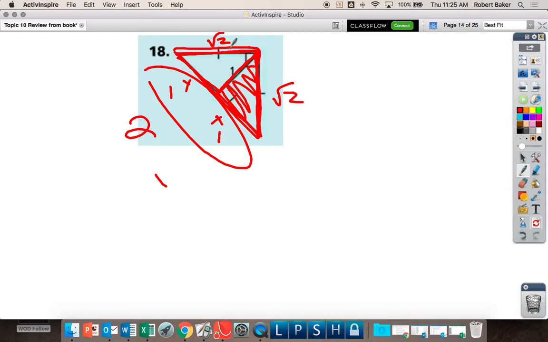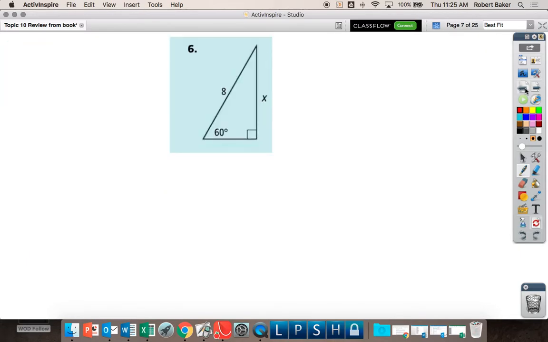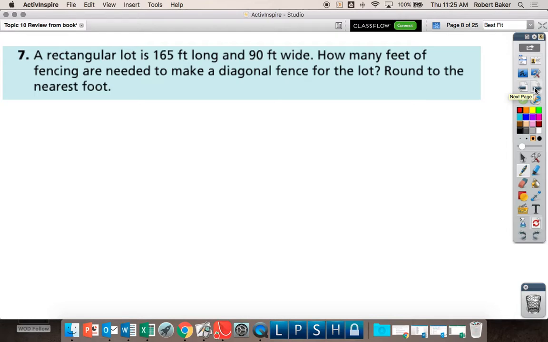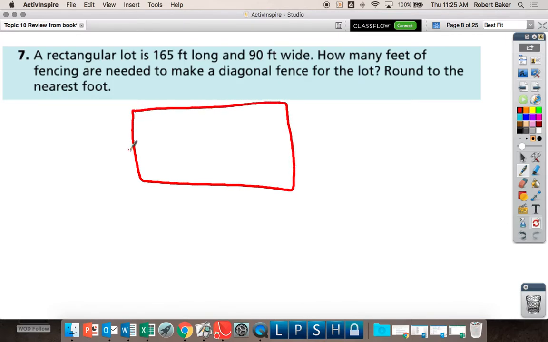Number 17? Draw a rectangle. You good there? Okay. The lot is 165 feet long. It is 90 feet wide. And we are looking to make a diagonal fence. How many feet? Round to the nearest foot.